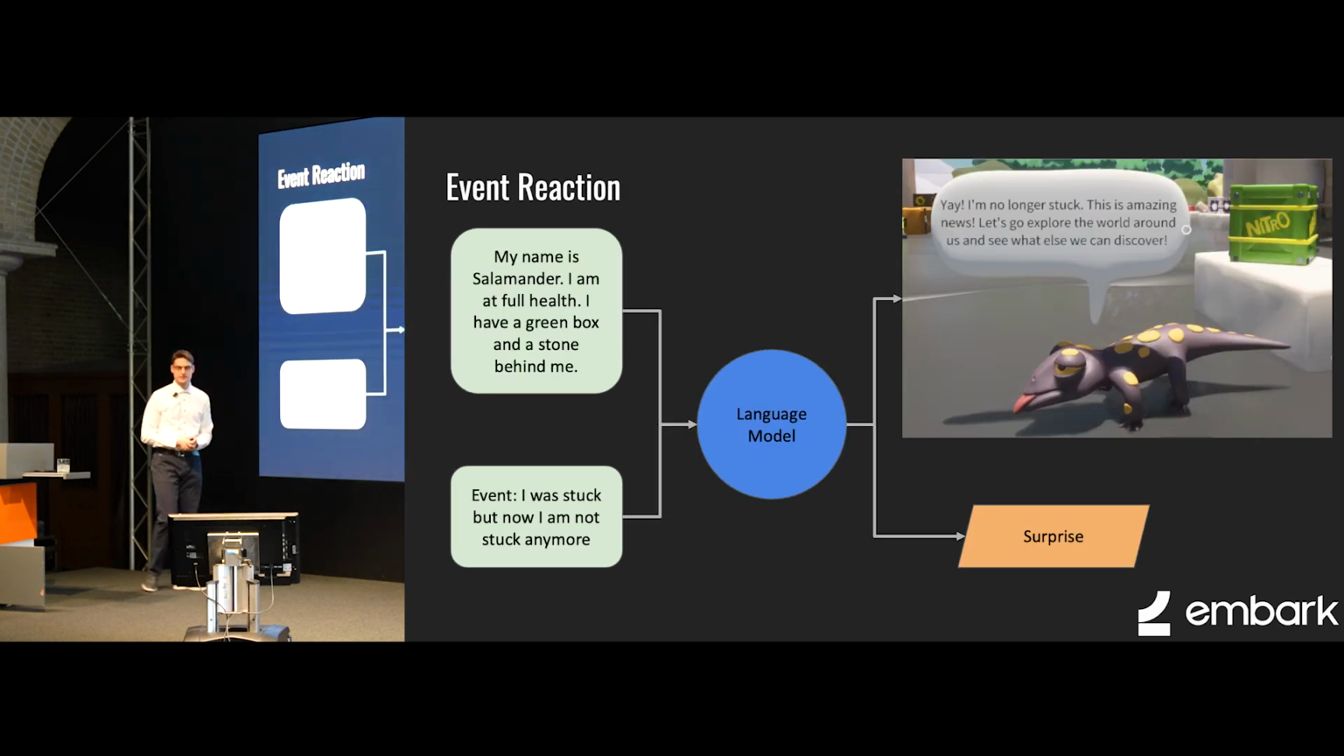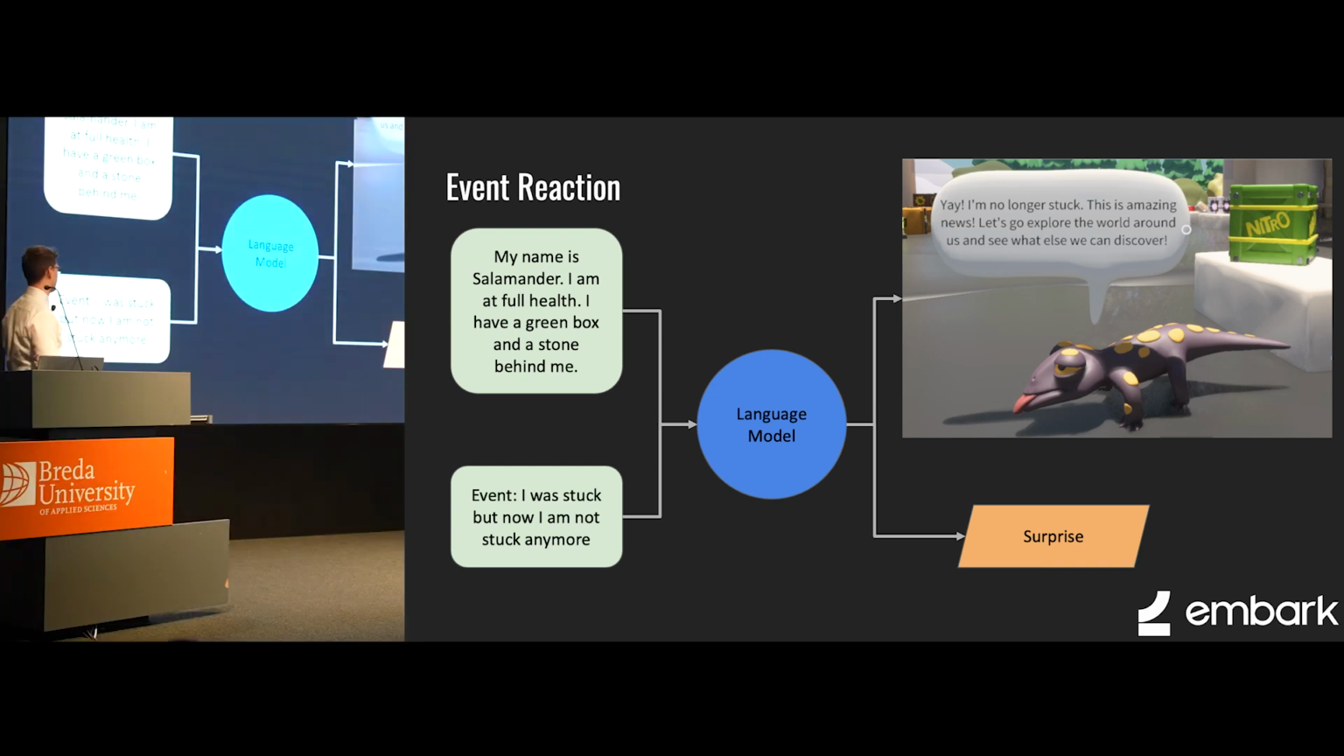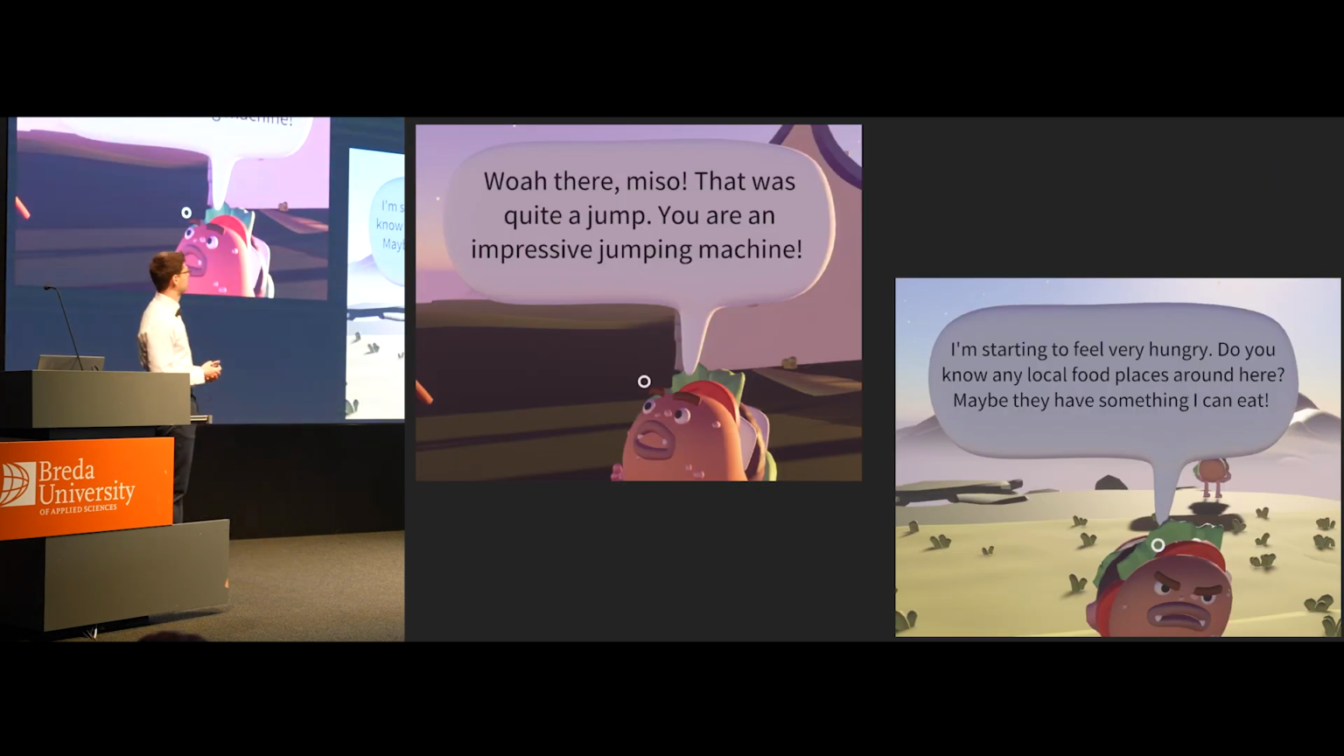So we can see here an example. We have a creature which has a context. My name is Salamander. I am at full health. I have a green box and a stone behind me. And it got an event that was, I was stuck, but now I'm not stuck anymore. We give this to the language model, and the language model might say, yay, I'm no longer stuck. This is amazing news. Let's go explore the world around us and see what else we can discover, with the emotion surprise.